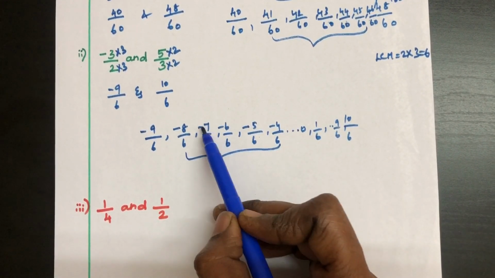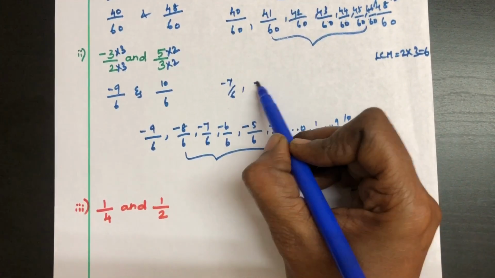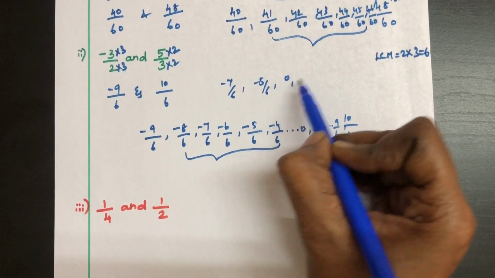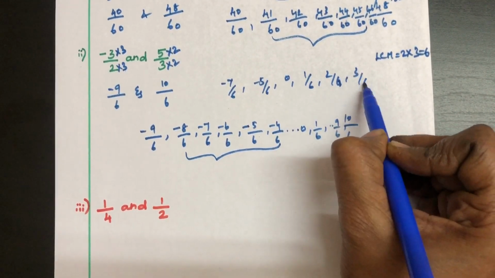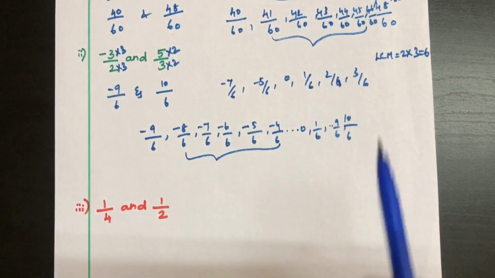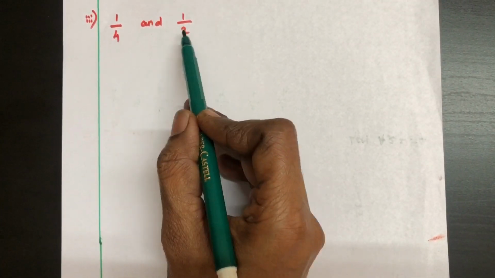You can take minus 7 by 6. See, minus 7 by 6 and minus 5 by 6. Even 0, 1 by 6, 2 by 6, 3 by 6, like that. Between these two numbers, any number you can take randomly. We are going to find 5 rational numbers between 1 by 4 and 1 by 2.